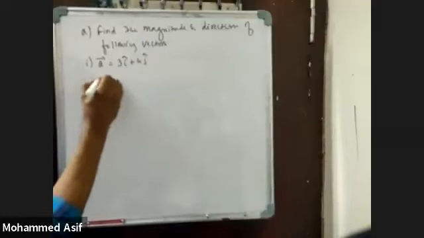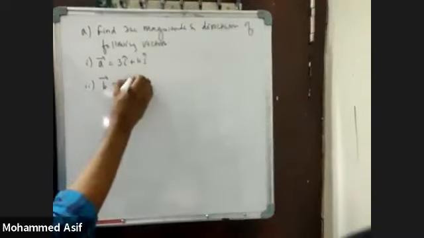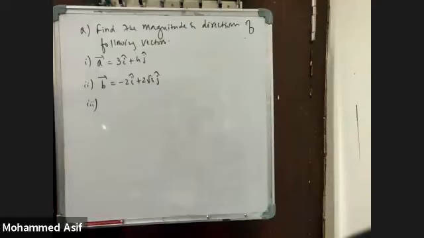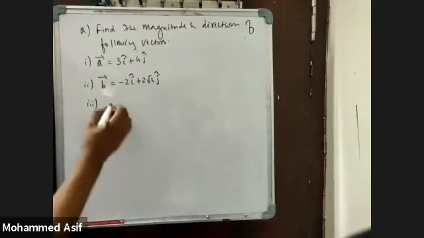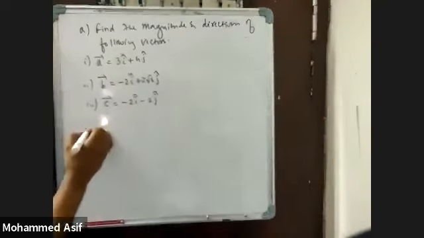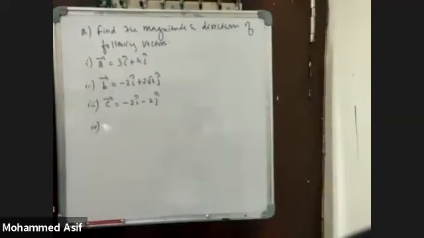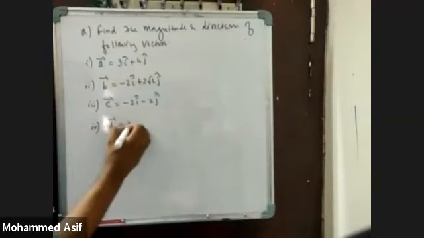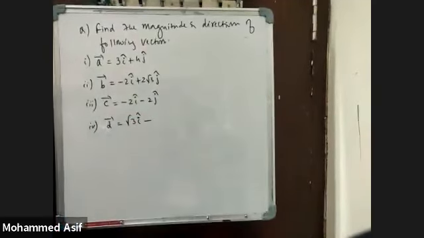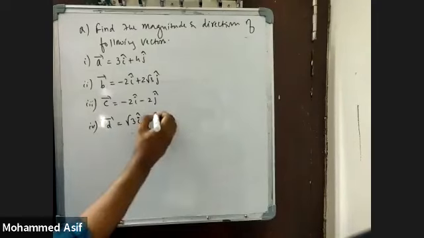Second question: B bar is equal to minus 2i plus 2 root 3 j cap. Third question: C bar is equal to minus 2i minus 2j. And the fourth vector is D bar, which is equal to root 3 i cap minus j cap.